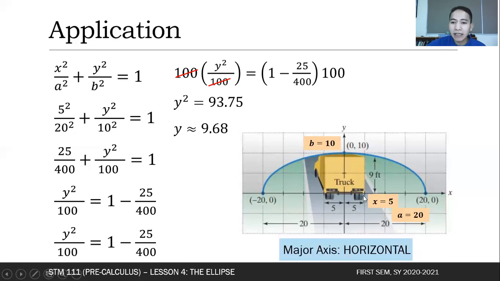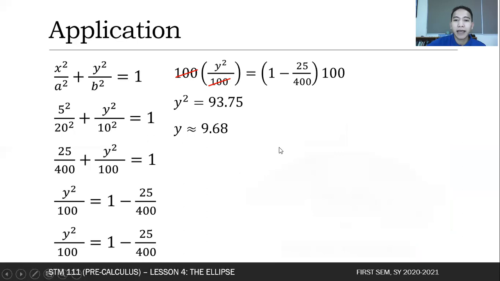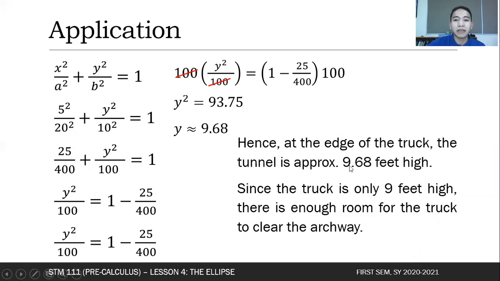Ibig sabihin, at this point sa truck, sa end ng truck at this point 5, yung taas ng tunnel mo ay 9.68. At yung truck mo ay 9 feet lang. So, ibig sabihin, makakadaan talaga ang inyong truck kasi mas mababa siya compared sa inyong archway. Yan. Hence, at the edge of the truck, the archway is approximately 9.68. Sorry, it should be archway. It should not be tunnel. Okay? 9.68 feet high. Since the truck is only 9 feet high, there is enough room for the truck to clear the archway. Makakadaan ang inyong truck sa archway.